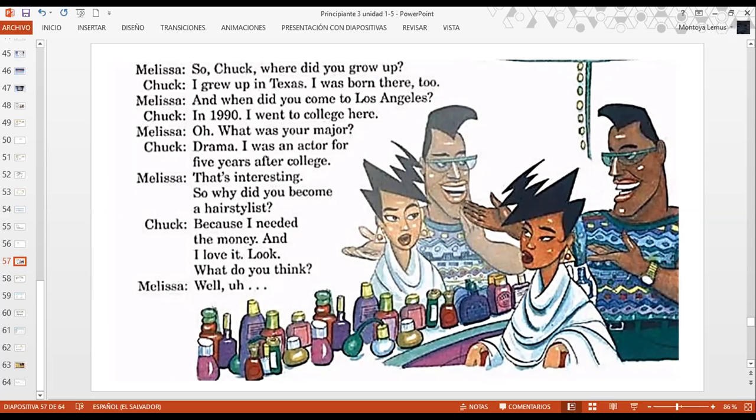Okay, let's get started today with this conversation. Yesterday we just listened to the conversation, but we didn't practice with this conversation. So today we are going to study this conversation and practice.